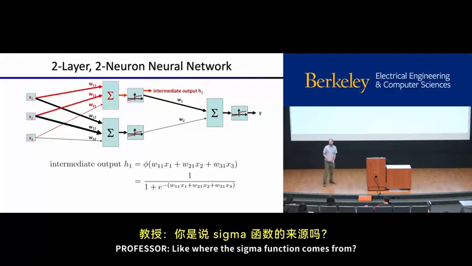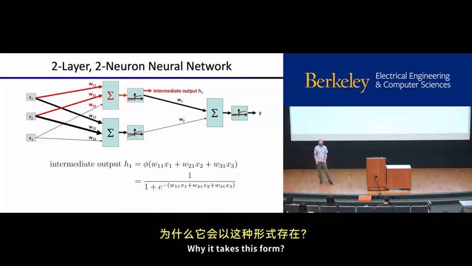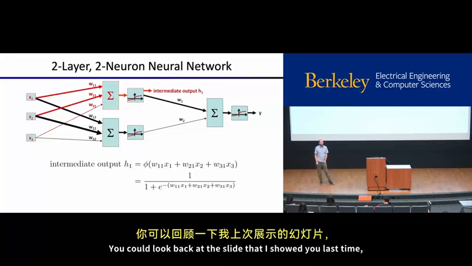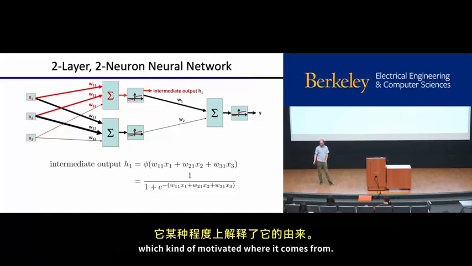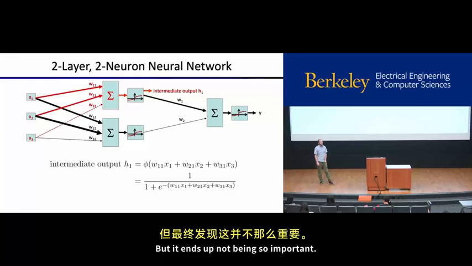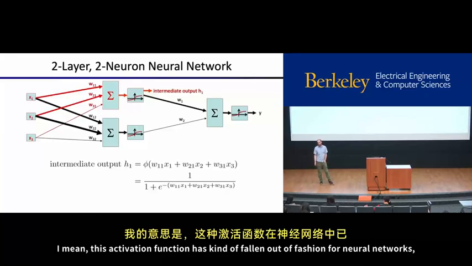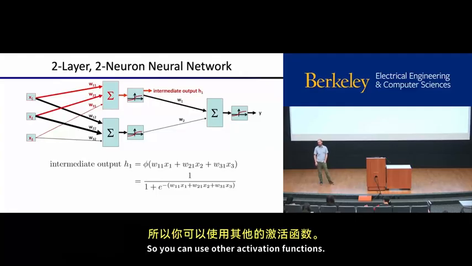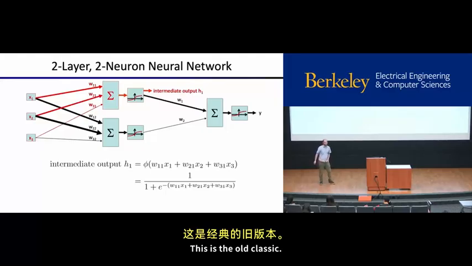Like where the sigmoid function comes from, why it takes this form. You could look back at the slide that I showed you last time, which kind of motivated where it comes from, but it ends up not being so important. This activation function has kind of fallen out of fashion for neural networks anyway, so you can use other activation functions. It's just kind of the old classic.